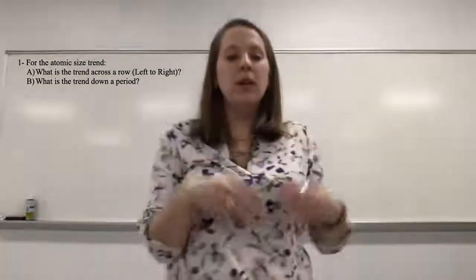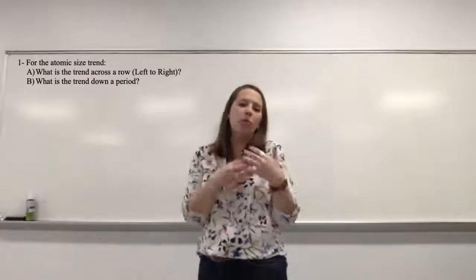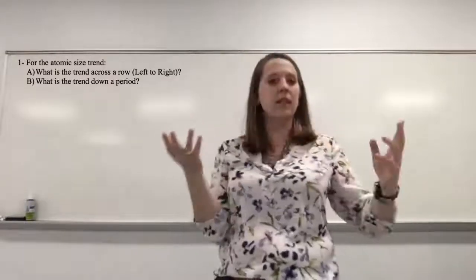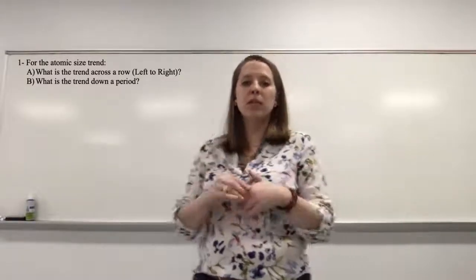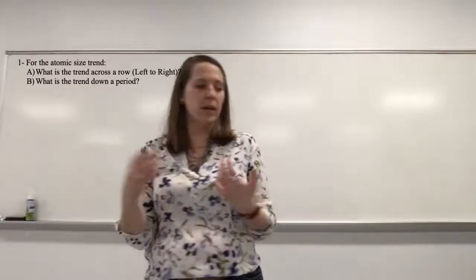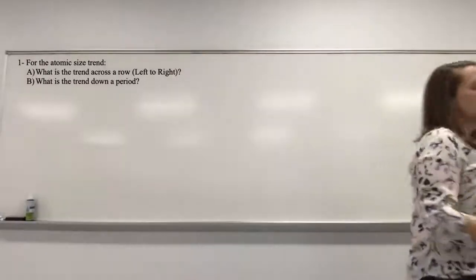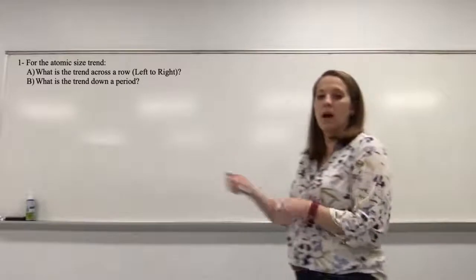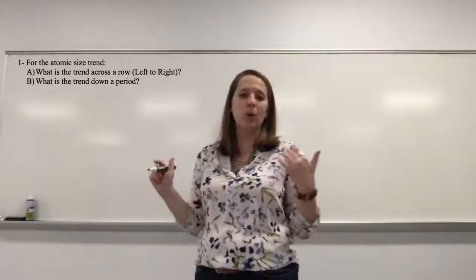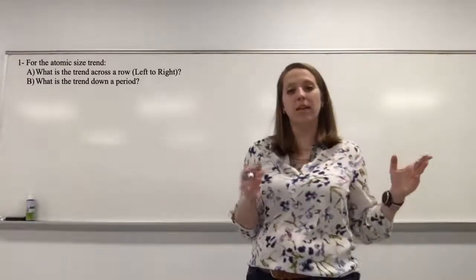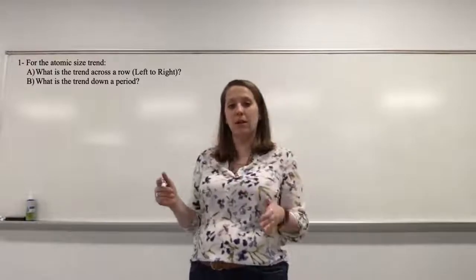So the first one is a little bit different. Usually we do much more like, what is the answer for this? But in this case, we're asking about the atomic size trend. So atomic size is one of the periodic trends. And so it asks, what is the trend both across a row and down a period?